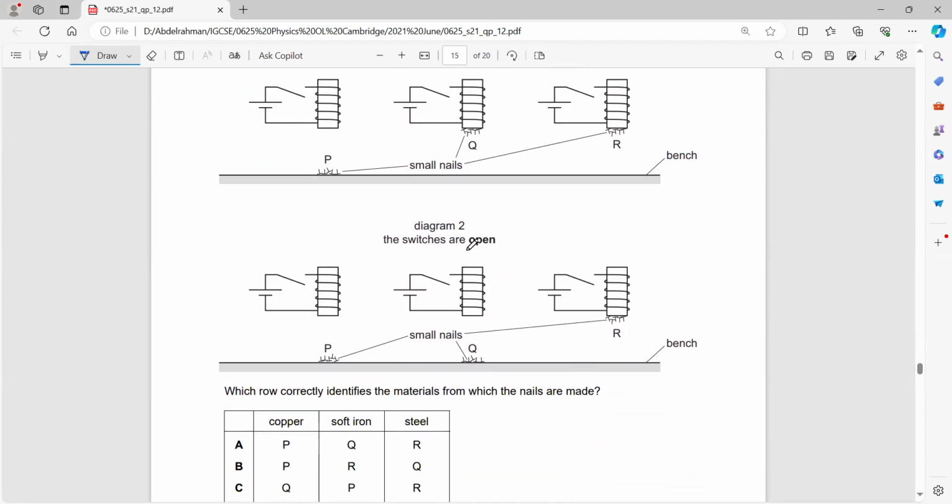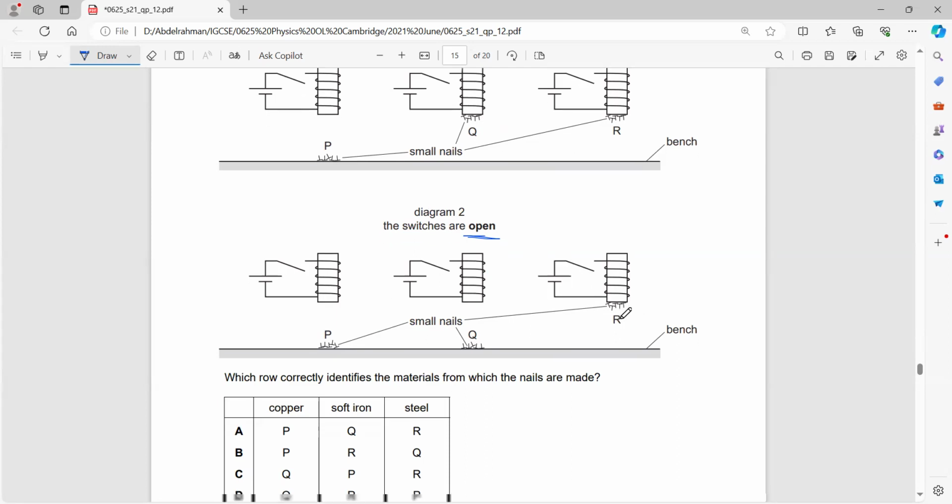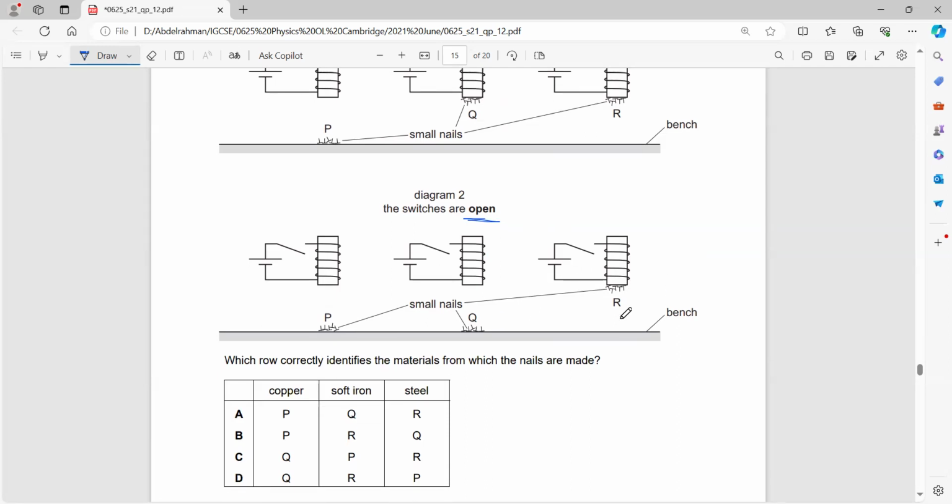When he opens the switches, what happens? P, again, still not attracted. Q, the pins fell, and R, the pins remained attached to the core. Which row correctly identifies the materials from which the nails are made?